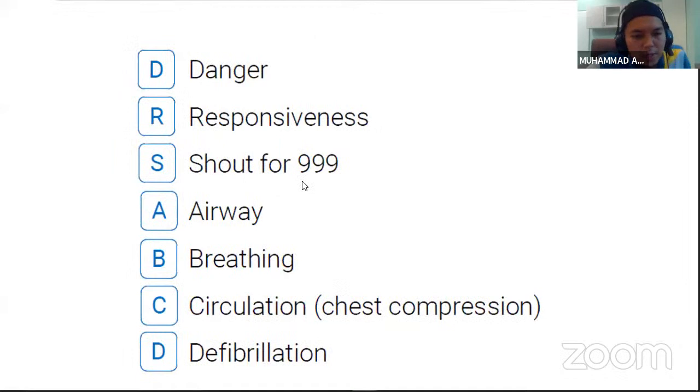Okay, so just now we are at airway. Open the airway, check for any airway blockage.